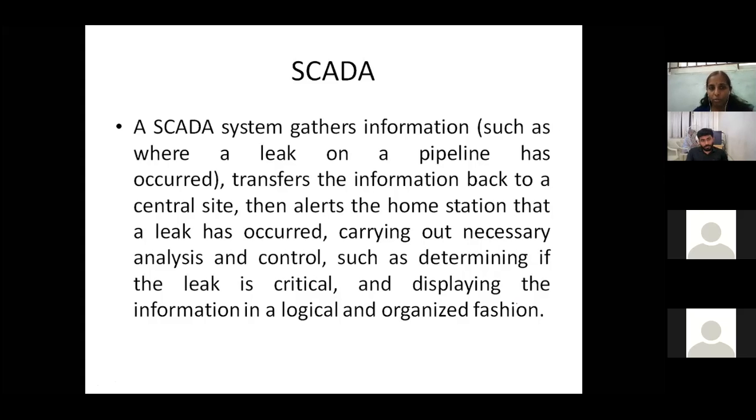And here the definition given is: a SCADA system gathers information, for example where a leak on a pipeline has occurred, and transfers the information back to the central site, then alerts the home station that the leak has occurred, and carries out the necessary analysis and control, such as determining if the leak is critical and displaying the information in a logical and organized fashion. This is the definition which is given. So you might understand this: there is central monitoring, and a very big PC is available. That personal computer is going to gather all the information and display whatever normal or abnormal functions are occurring in the plant.